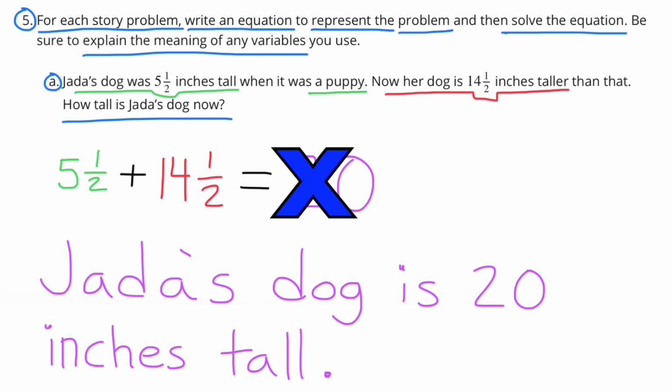5.5 inches plus 14.5 inches equals 20. Jada's dog is 20 inches tall. This giant blue x covering up the 20 is the variable. It represents the height of Jada's dog. So the variable, in this case, is worth 20. Who knows how tall her dog might be in the future, and that variable would be worth a different value. But today, it's worth 20.